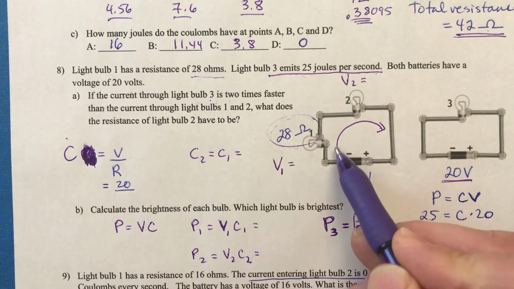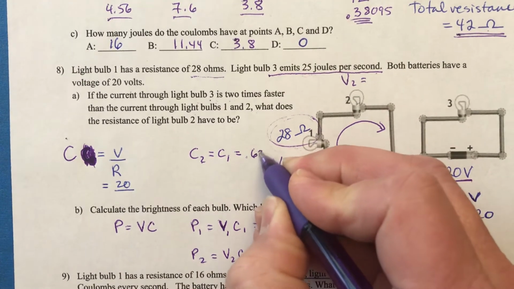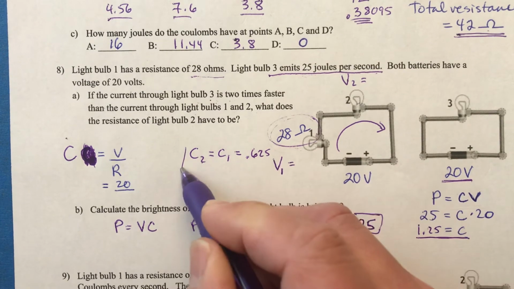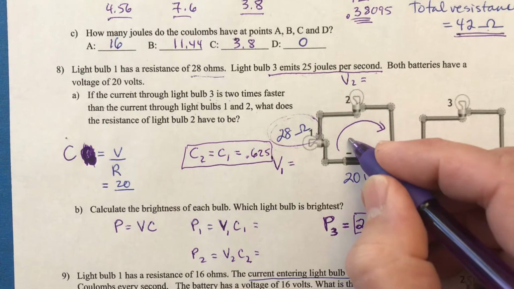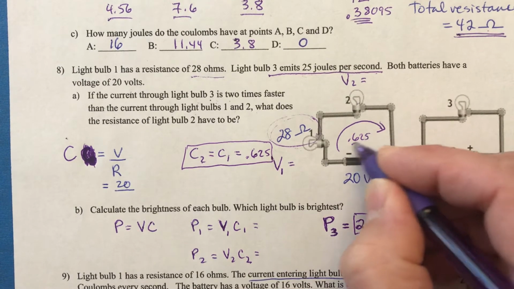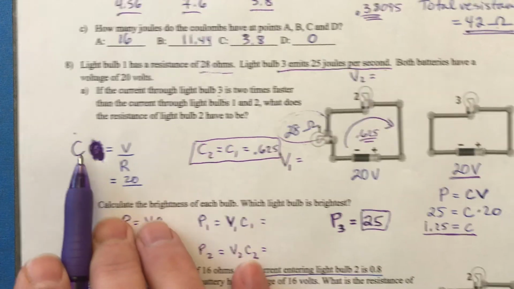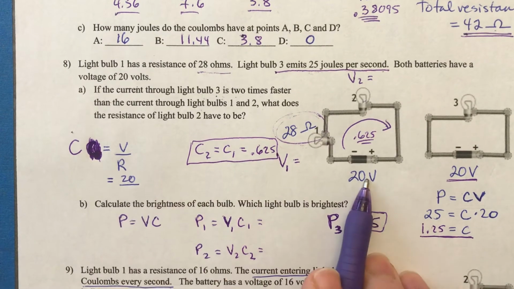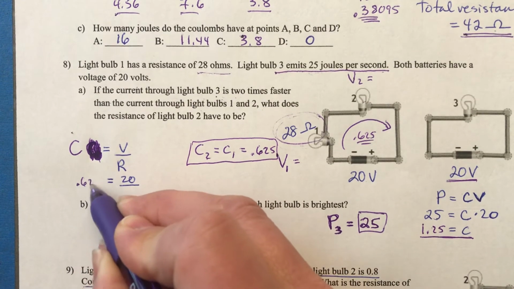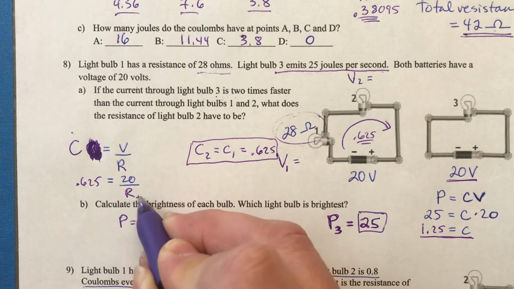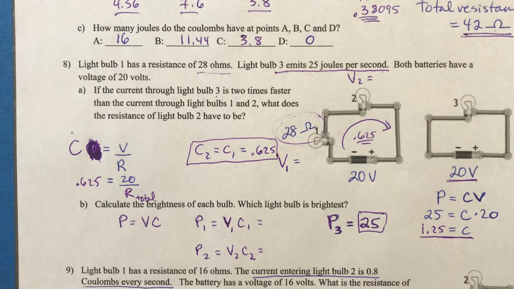the same as bulb 1 because it's series, must be 0.625. Okay? So we know that the current through this circuit is 0.625. Now, we know that the voltage is 20. We know the current is 0.625. So we should be able to figure out what the total resistance is.